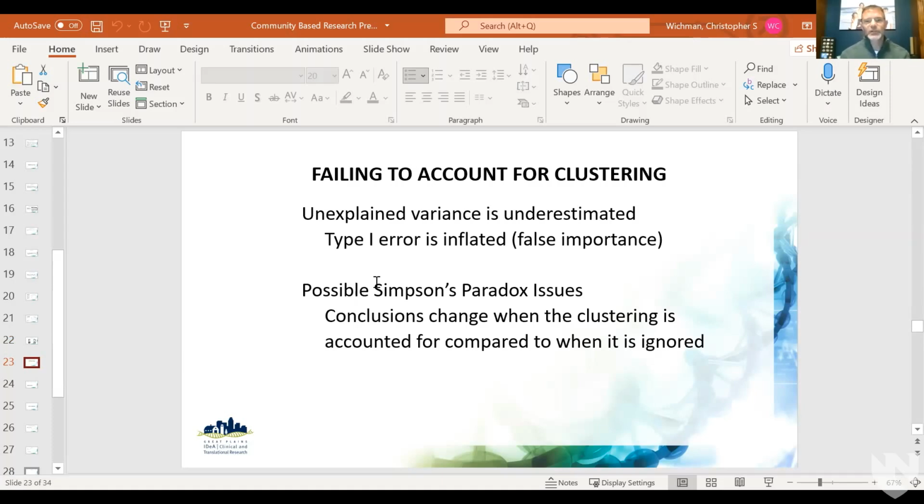The other issue you run into is the concept of Simpson's paradox. Now I'm using this a little bit loosely, but basically what happens is your conclusions change when the clustering is accounted for compared to when you ignore it. So there could be some aspect of the clustering that, if I ignore it and just treat everybody as if they were randomly assigned their condition, is going to get masked when I fail to account for clustering. And again, that leads to false conclusions.